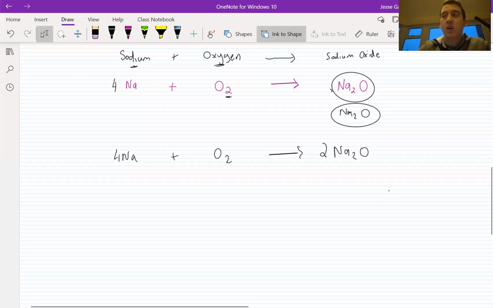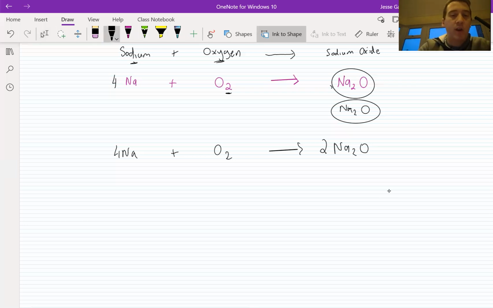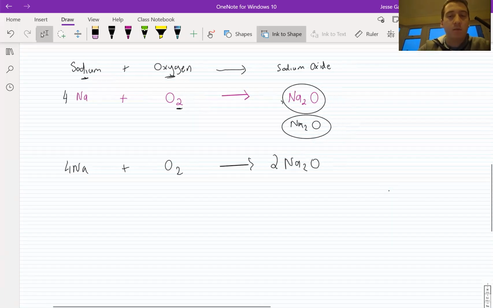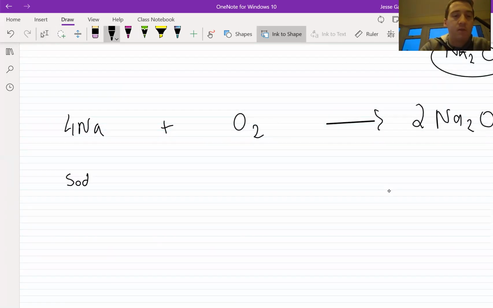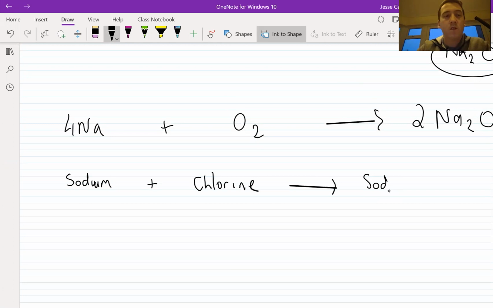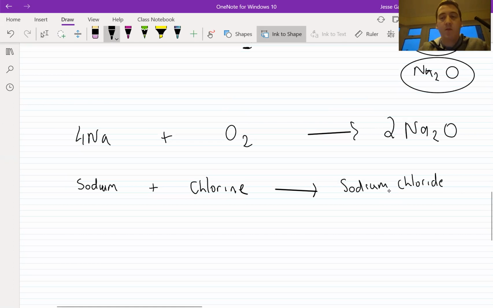What about when we react, in a word equation, sodium and chlorine? So we've got sodium reactant with chlorine. Well, that's going to give us the product sodium chloride. So we're forming a chloride. Okay, so we lose the INE and we replace it with IDE, sodium chloride.